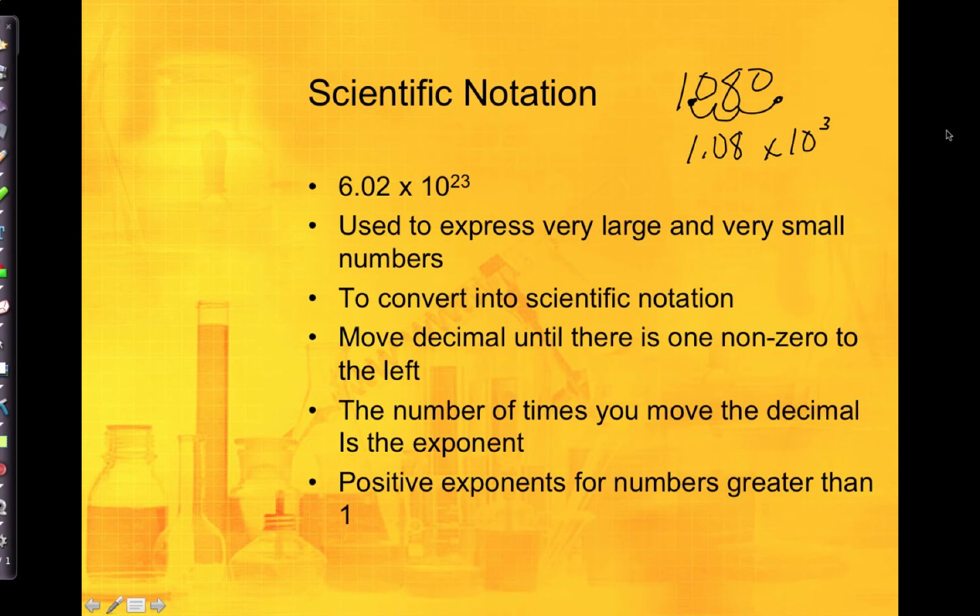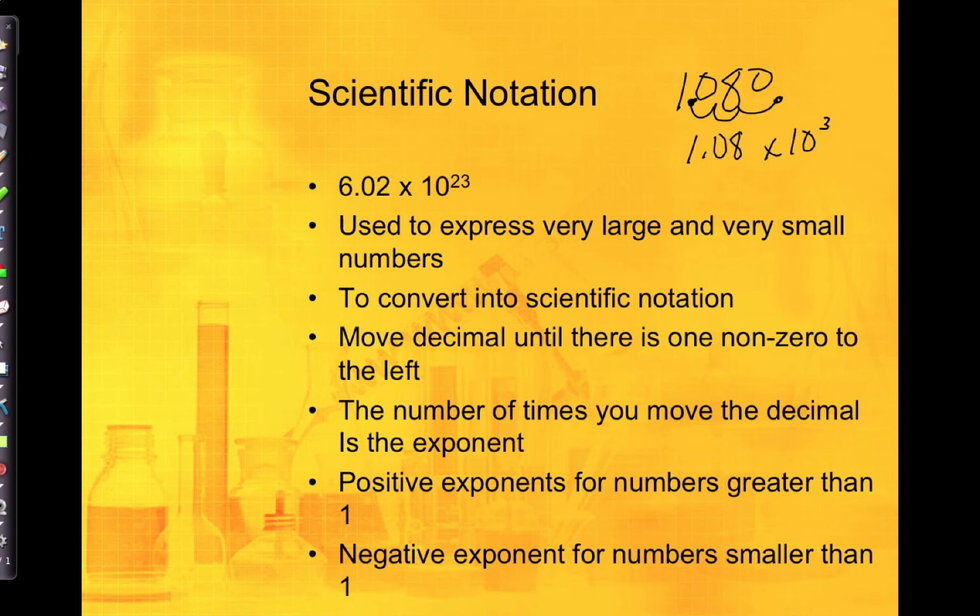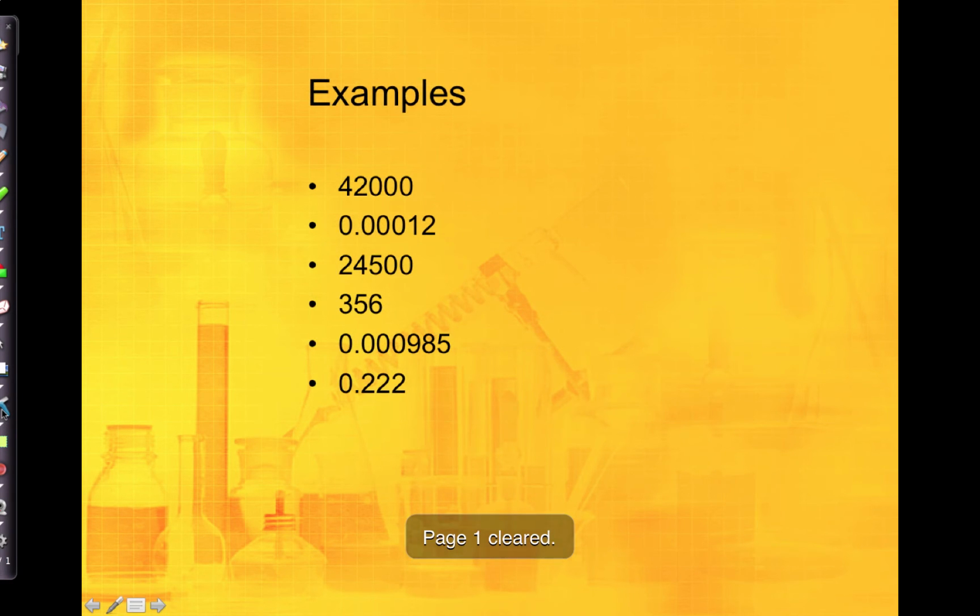Well, for that exponent, you're going to have positive numbers if it's a number greater than 1, and you're going to have negative numbers if it's smaller than 1. So a small number would be like 0.001, okay? Because that number is less than 1. So that would have a negative exponent. Numbers larger, even if it was 10, would have a positive exponent on it. Alright, so let's just do some examples.